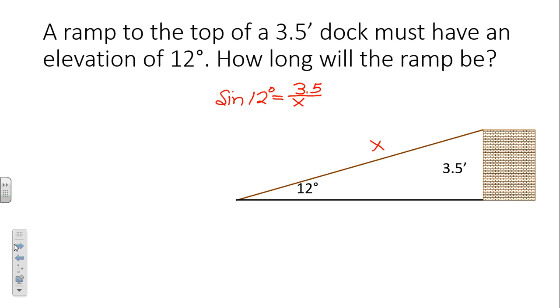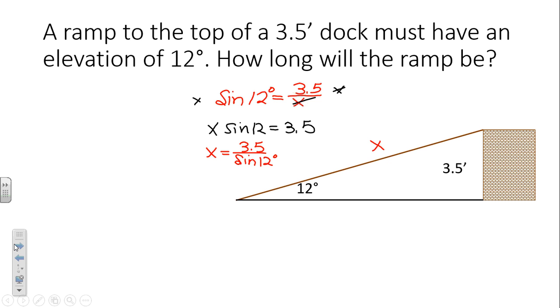If we want to get the x by itself, it's in the denominator right now. What do we do? Cross multiply. So x times the sine of 12 is equal to 3.5 times 1. Or it's like multiplying both sides by x to make those guys disappear. Now, how do we get the x by itself? Good. So we want to take 3.5 and divide it by the sine of 12 degrees.